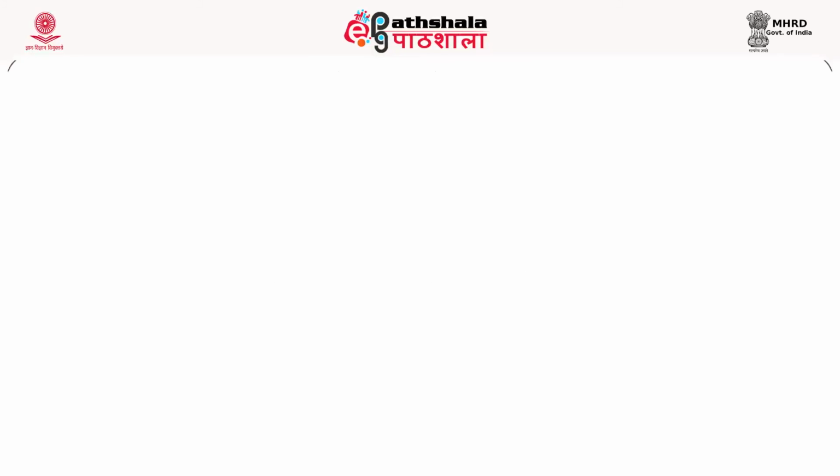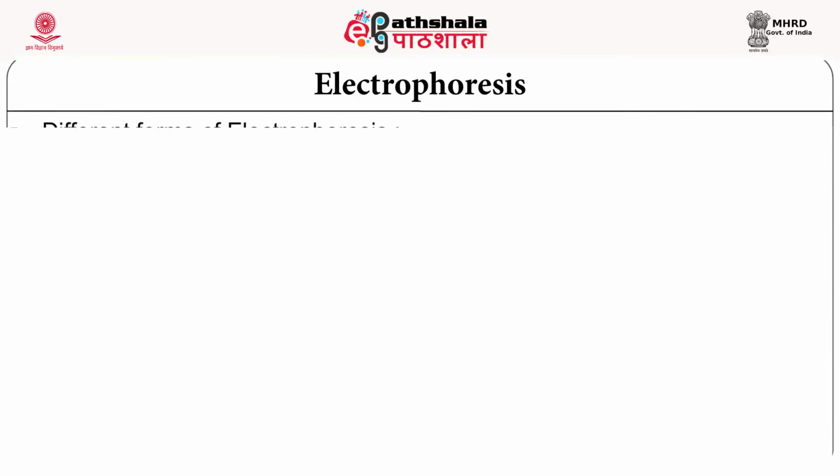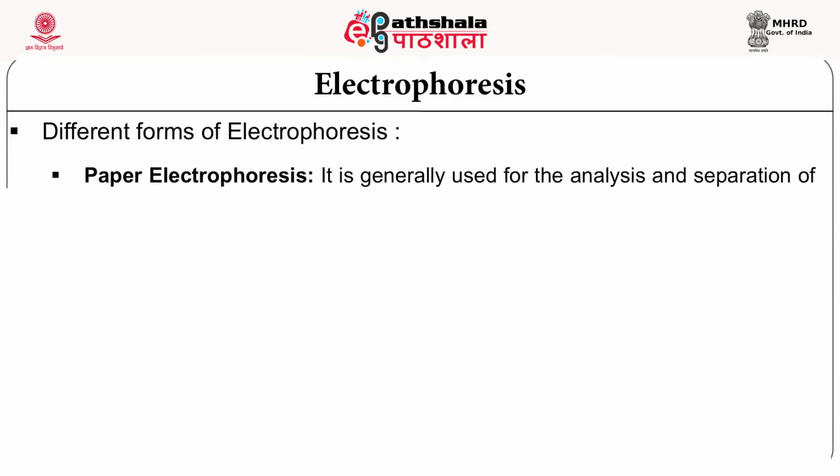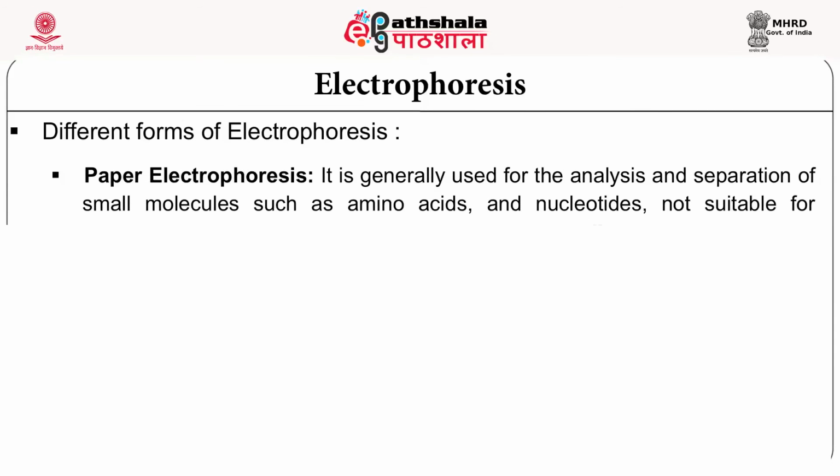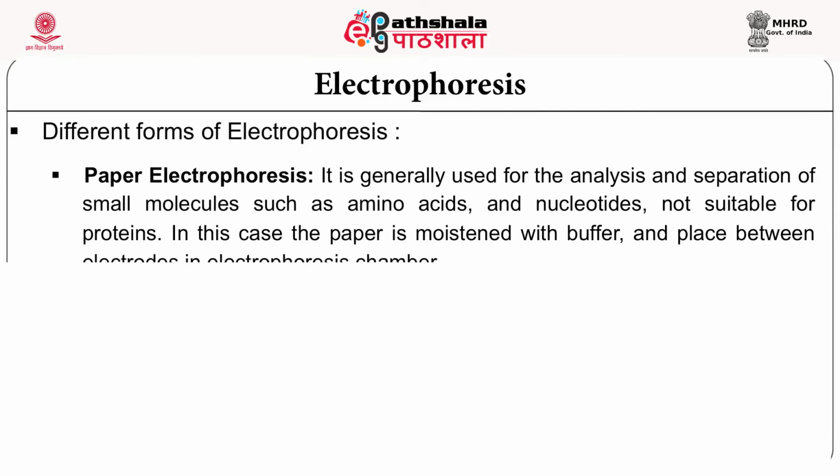Let us talk about the different terms which are being used in electrophoresis, such as paper electrophoresis. It is generally used for the analysis and separation of small molecules such as amino acids and nucleotides, not suitable for proteins. In this case, the paper is moistened with buffer and placed between electrodes in the electrophoresis chamber.